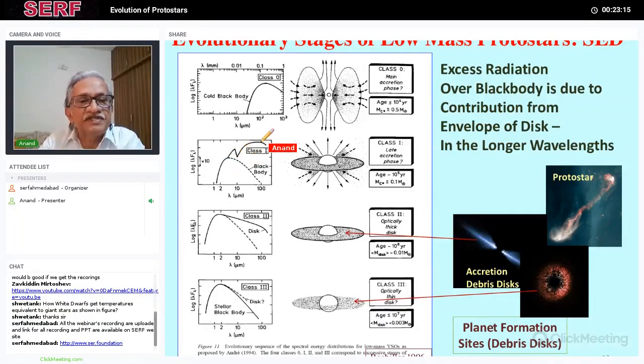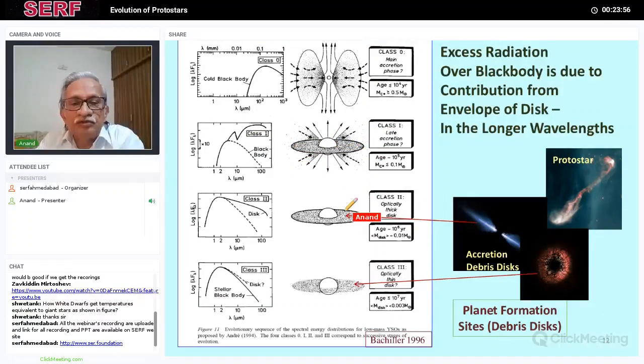This is occurring in the infrared region. So this excess infrared emission is occurring for these stars because of the presence of this envelope. The envelopes get heated by the radiation coming from the stellar core. The dust particles absorb this radiation in the optical and ultraviolet, get heated up, and re-emit it at longer infrared wavelengths. That is why you are getting extra radiation because of this envelope.